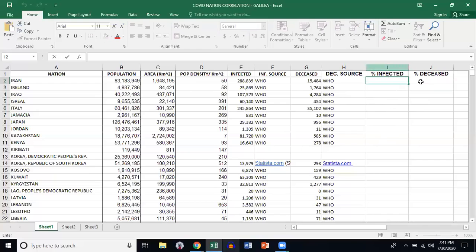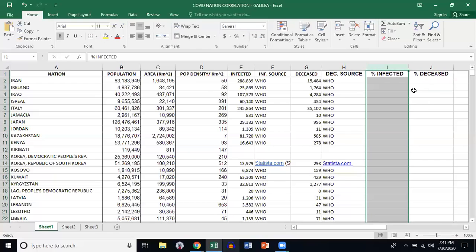Once we have this figured out, we can do some statistical analysis on this and see if there are some trends or associations between percentage infected and population density, for example, or percentage dead and population density. All right, so first you label your columns up here, and then you go into the first cell, which in this case is cell I2, and we're going to do an operation.